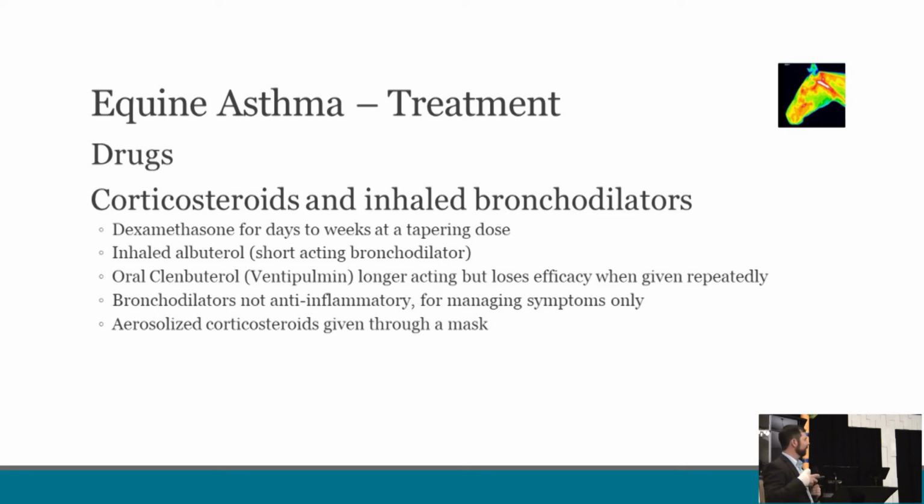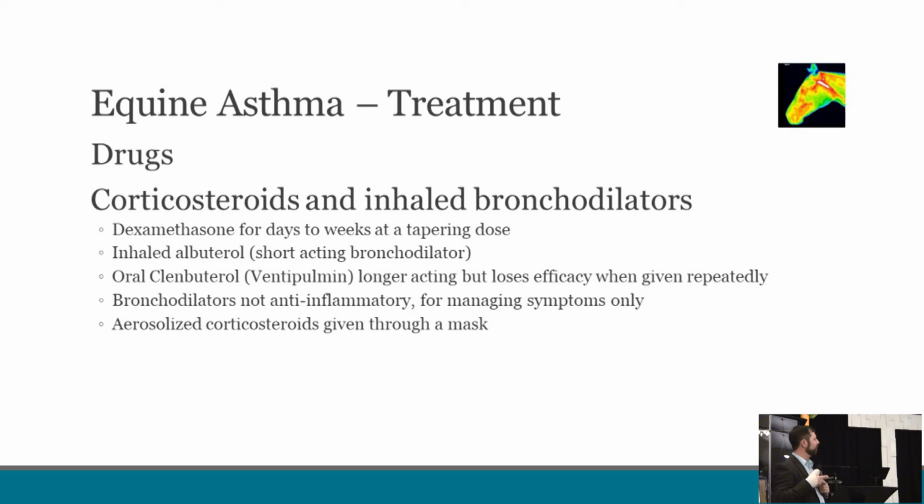Other things we can use are inhaled albuterol, which is a short-acting bronchodilator. The kicker there is that you obviously have to provide your horse with a mask to actually inhale that medication, so not everybody has access to that. Oral clenbuterol, which is Ventipulmin, we've used a lot of that in the past. It's longer acting, but it tends to lose its effectiveness when it's given repeatedly.